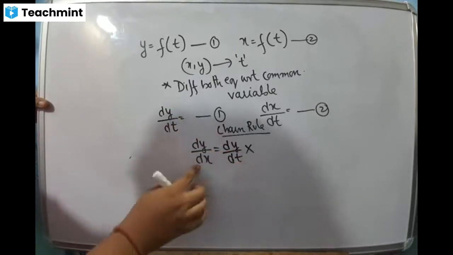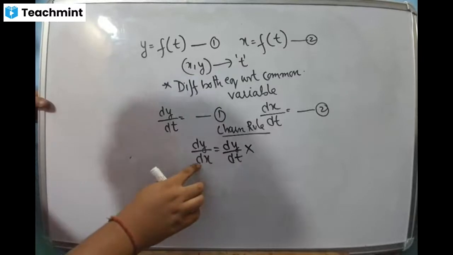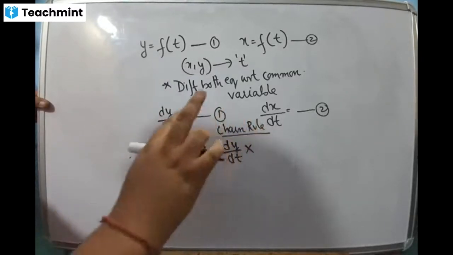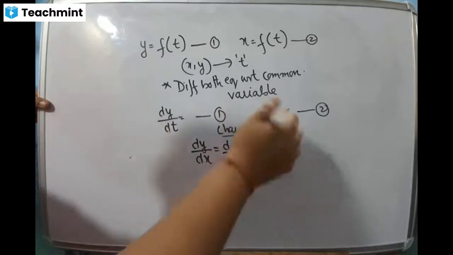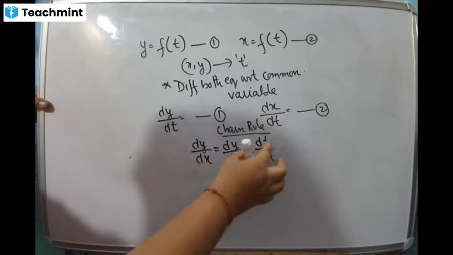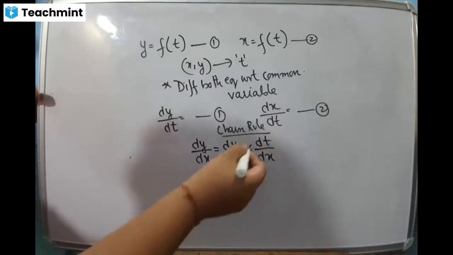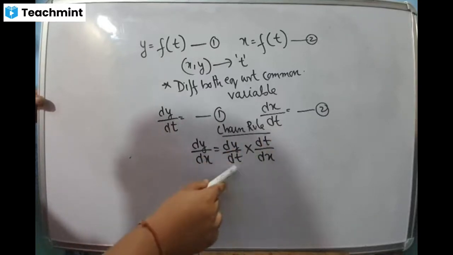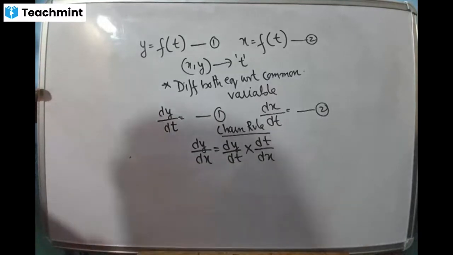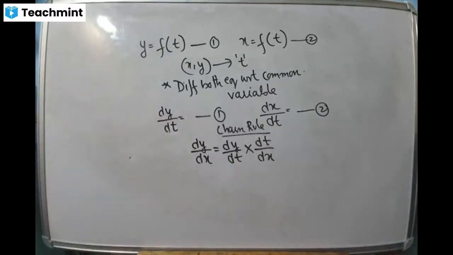Now I need dx in the denominator, but out here dx is in the numerator. So you simply have to reciprocal them. When you reciprocal this, you get dt by dx. So the common variable gets eliminated, dt and dt. So what do you get? dy by dx. You substitute the value. Is that clear? And whatever value you get, that value must be in terms of x. Keep that in mind. So this is how you differentiate a parametric equation.